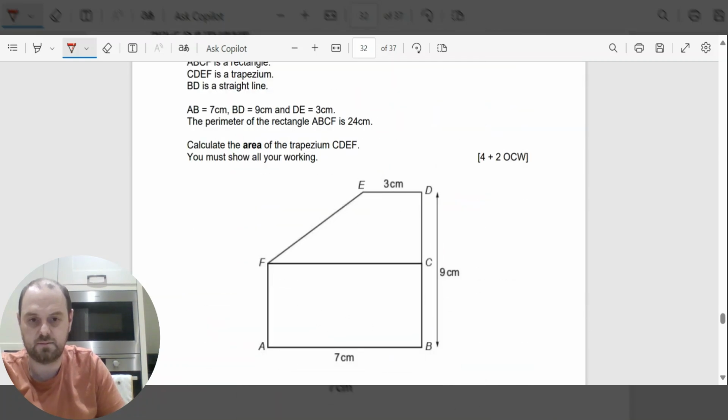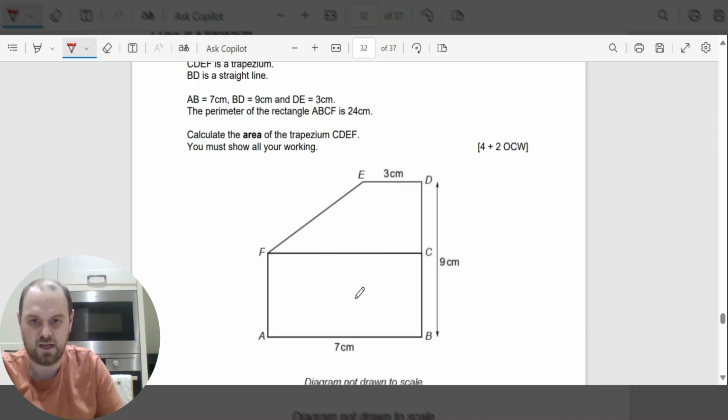Let's get on to same sort of thing. Trapezium on top of a thing. Could split the trapezium into a rectangle and a triangle. Probably not worth it. Go for it.